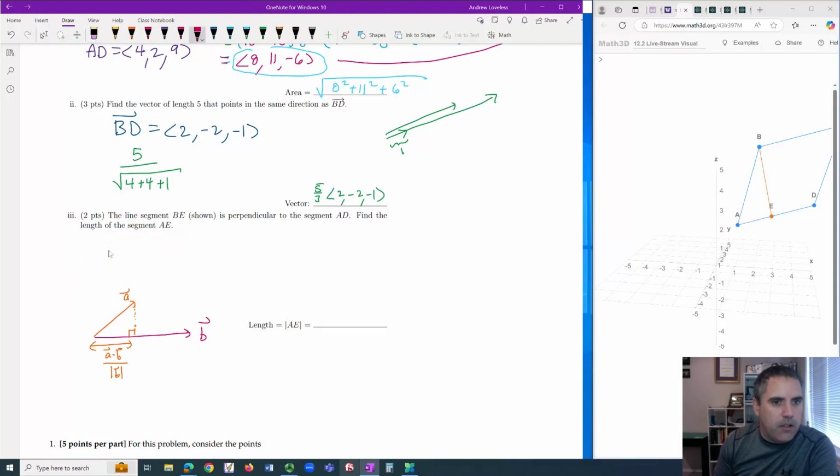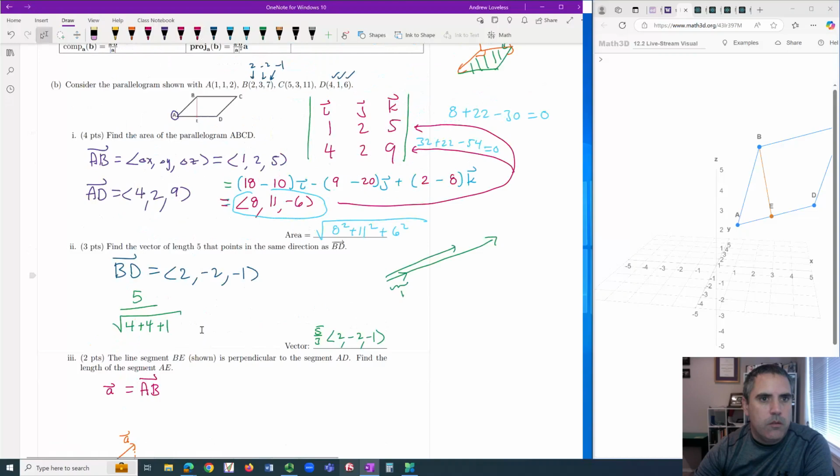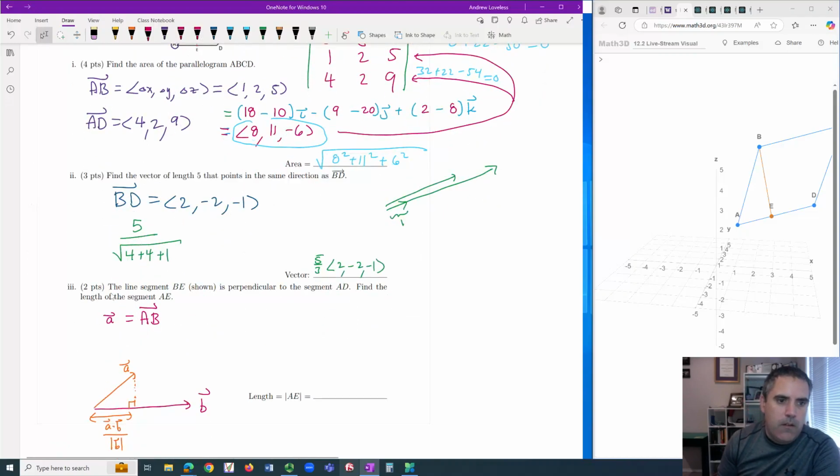I'm going to find the vector AB. I'm going to project it onto the vector AD. And this is an incredibly valuable thing.